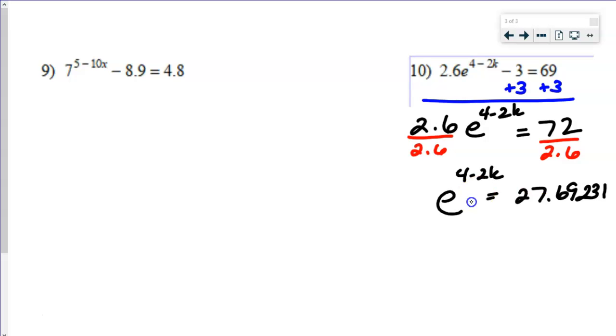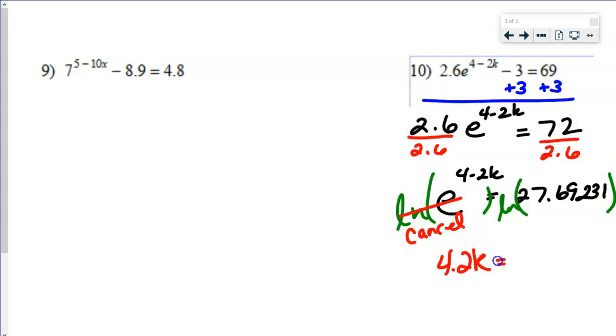Now this time I'm going to choose the natural log, because if I apply the natural log to the left side of this equation, the natural log and the e will cancel, which makes for easy math for me. So the 4 minus 2k is going to drop down, and then I need to type this on my calculator: the natural log of the answer I just got, which comes out to approximately 3.32115. Then the final step here is to divide both sides by the coefficient.